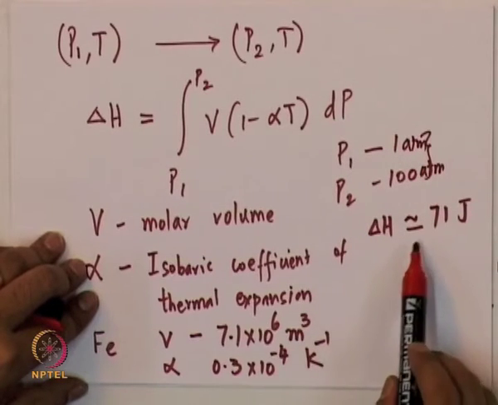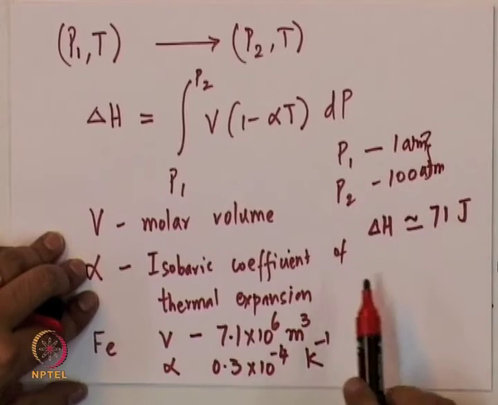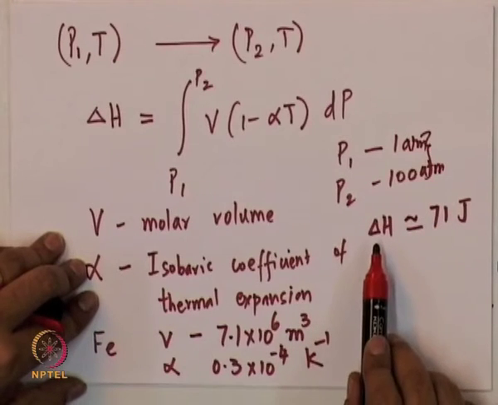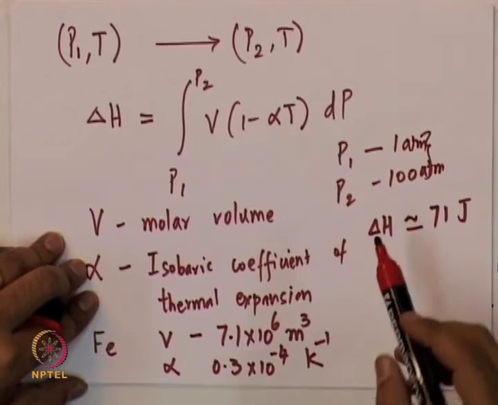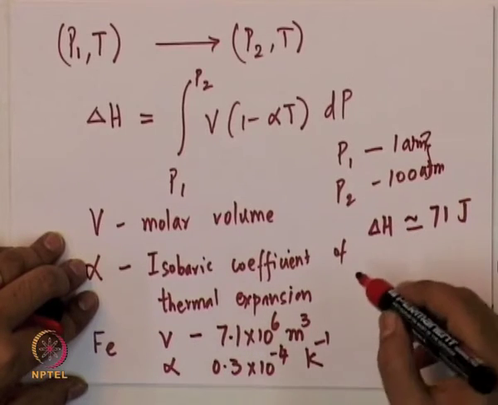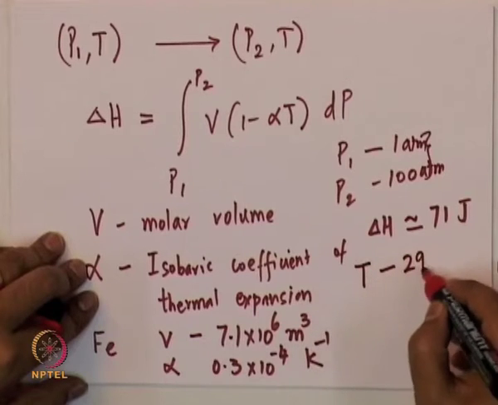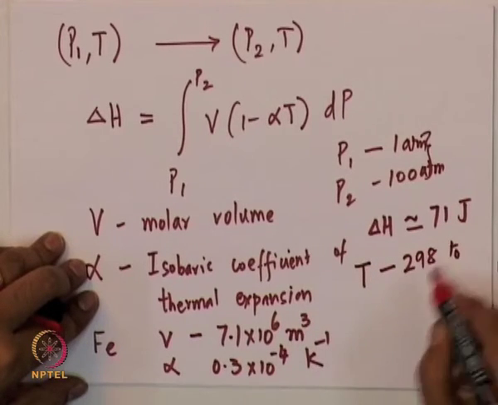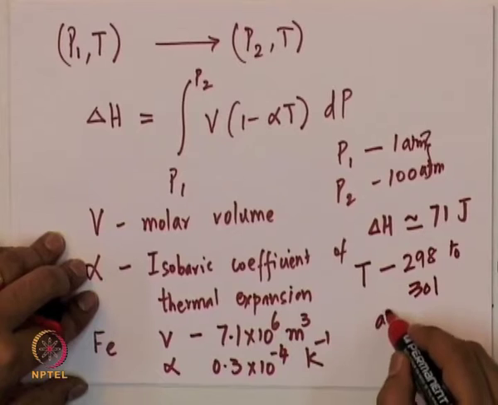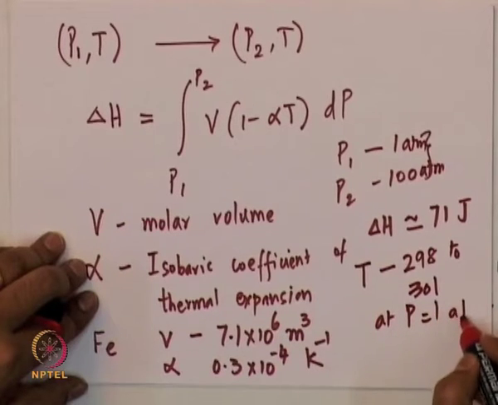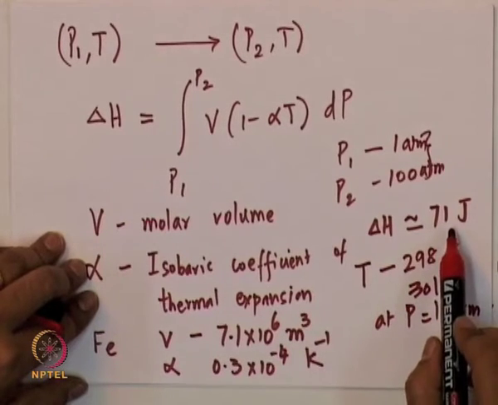On the other hand, you can achieve the same 71 joule change in the enthalpy by changing the temperature. If temperature changes from 298 to 301 at P equal to 1 atmosphere, you will get the same change in enthalpy.